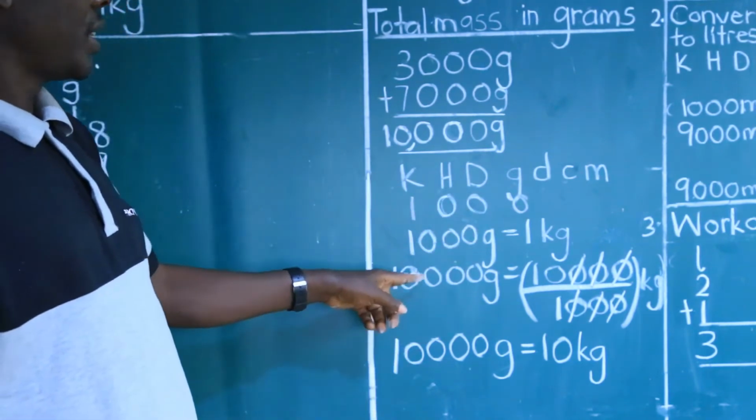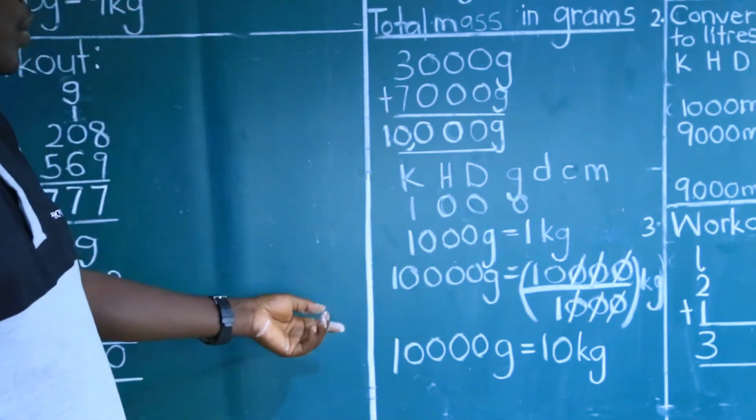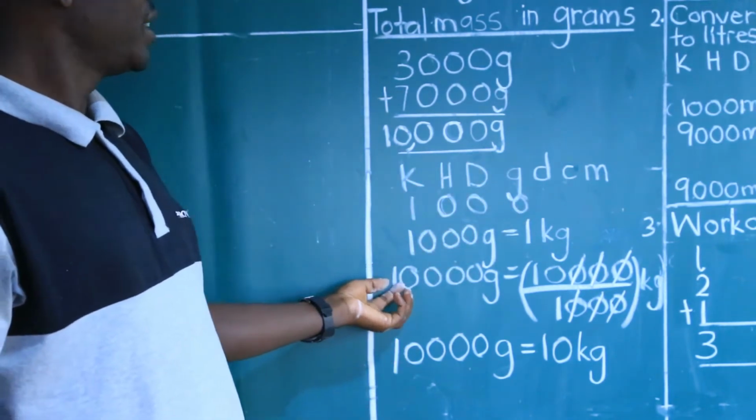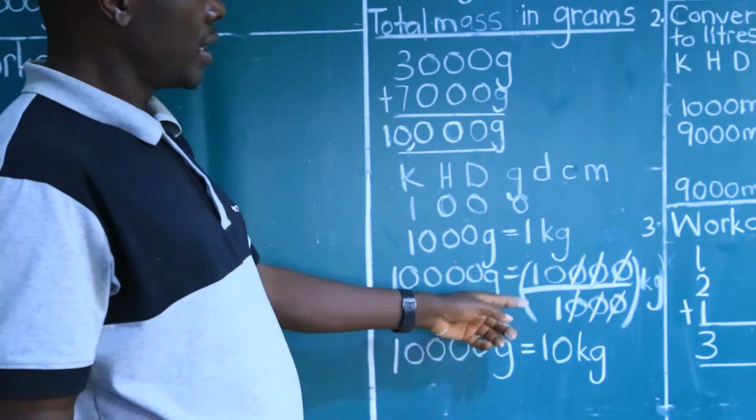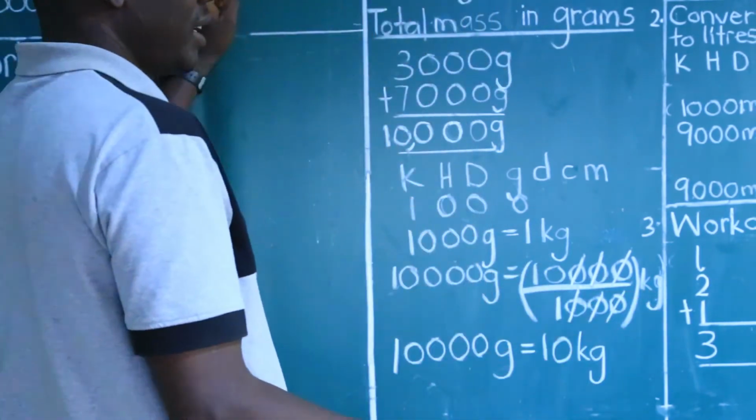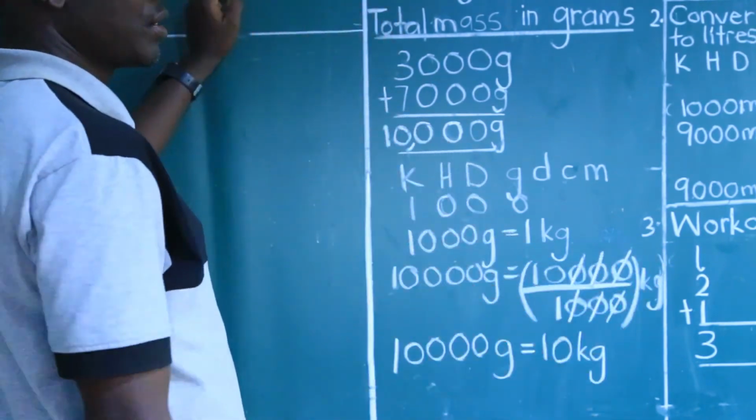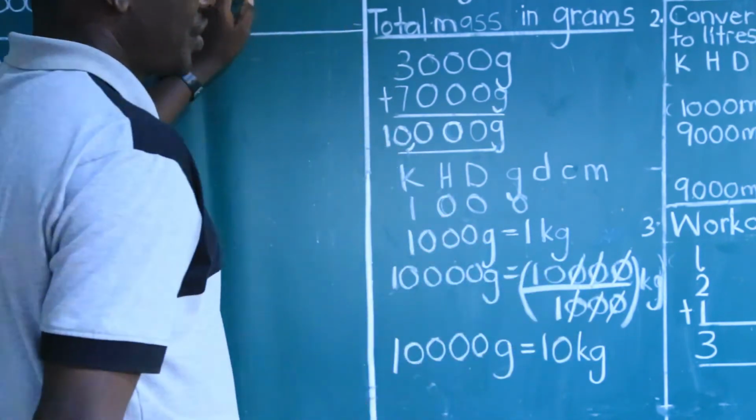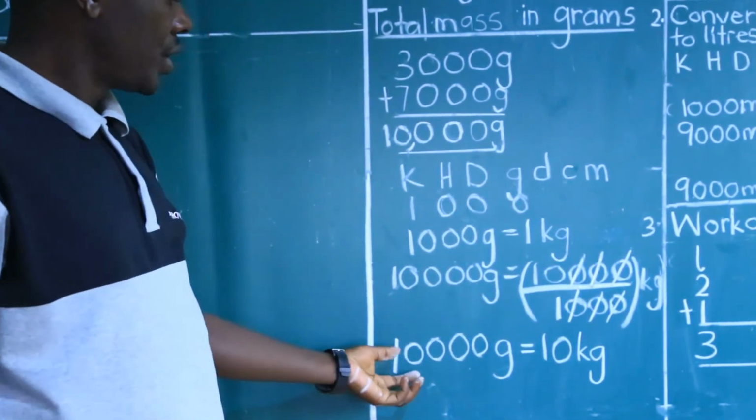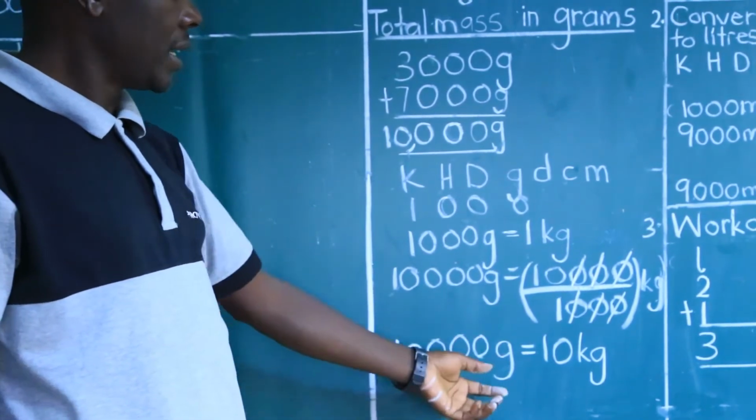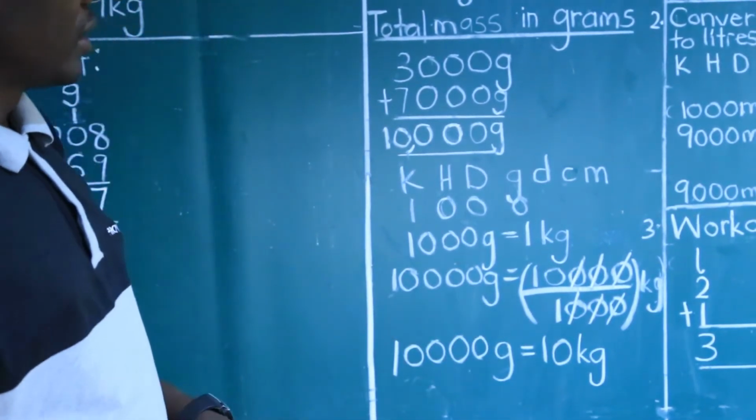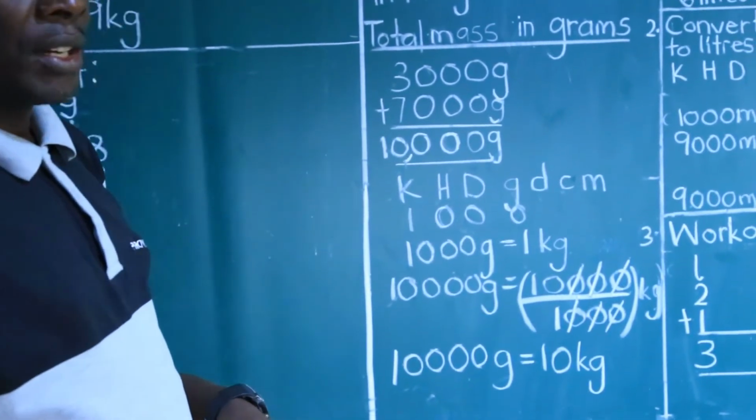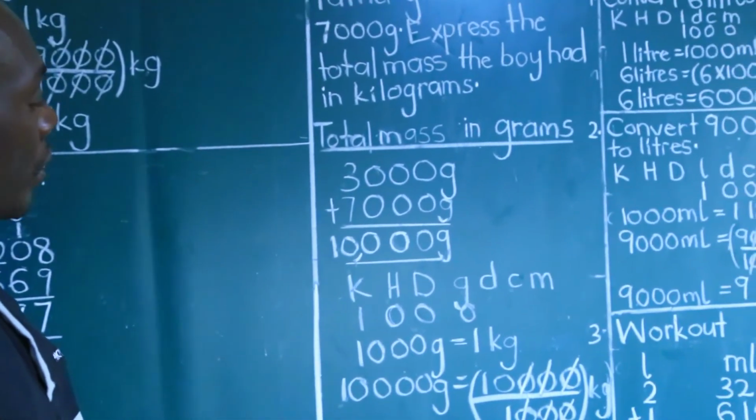So write 1 against K and zeros have to be. In that way, you will know that 1,000 grams make 1 kilogram. What about 10,000 grams altogether? You get 10,000 divided by 1,000. Answer in kilograms. Now start your cancellation. So say by 10, by 10, by 10, by 10, by 10, by 10. Remain 10 kilograms in total. So 10,000 grams is equivalent to 10 kilograms. So the boy had 10 kilograms altogether after being given some more grams.